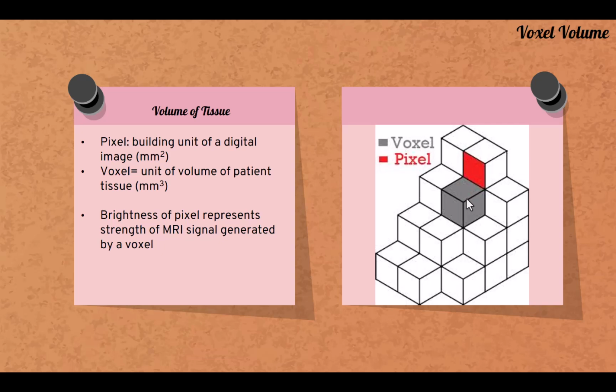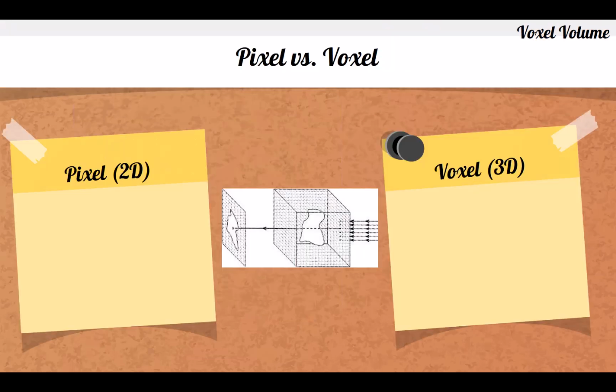So more hydrogen spins means you're going to get a more hyperintense pixel. Fewer hydrogen spins, you're going to get a hypointense pixel. Let's further discuss pixel versus voxel. A pixel is two-dimensional, and it is determined by the field of view and the matrix.